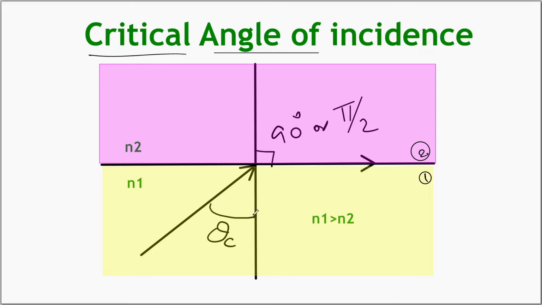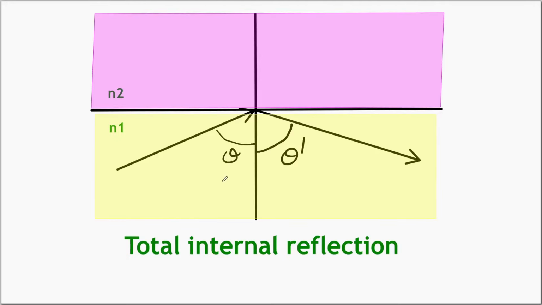The angle of incidence is equal to the critical angle of incidence. The light would travel along the interface. If you increase the angle of incidence further, then you notice what is known as total internal reflection. When the angle of incidence theta is greater than theta c, that is the critical angle of incidence, then the ray would reflect back into the same medium, and this is what is called total internal reflection. We make use of this principle to construct the optical waveguide.